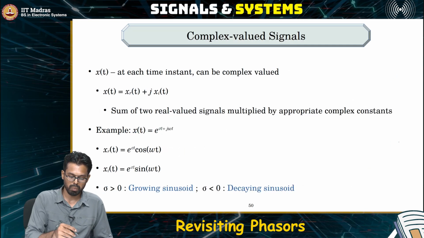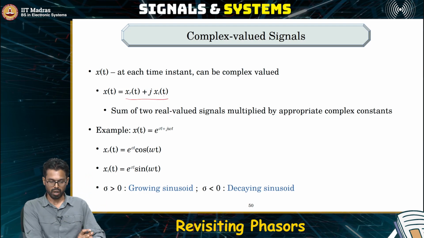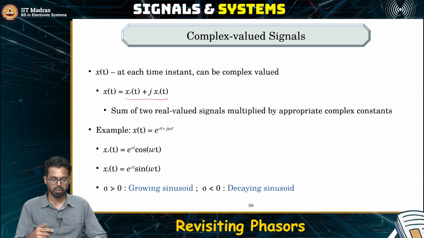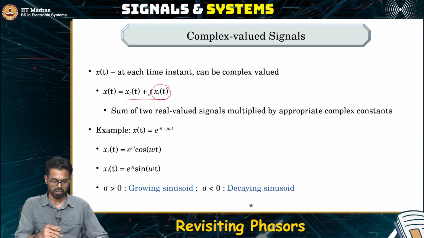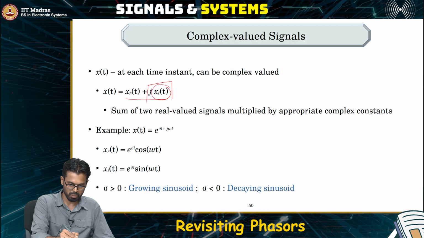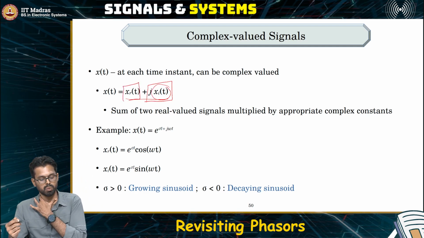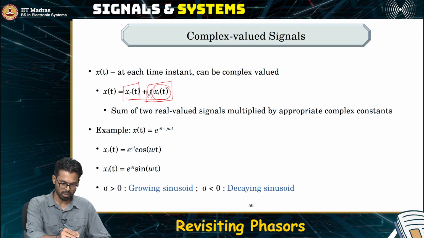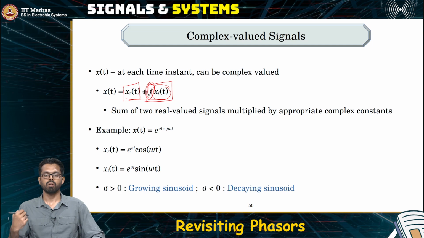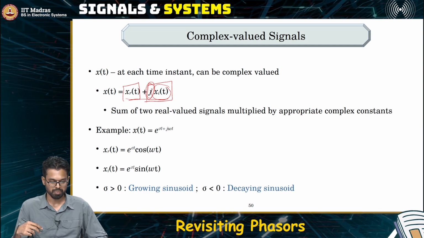So given any complex valued signal, you can break that down into a real part, which is a real valued signal, plus j times another real valued signal. So this will together form the imaginary part, and this will be the real part of the signal. So the sum of two real valued signals, where one is multiplied with the complex number j, you get the complex valued signal.